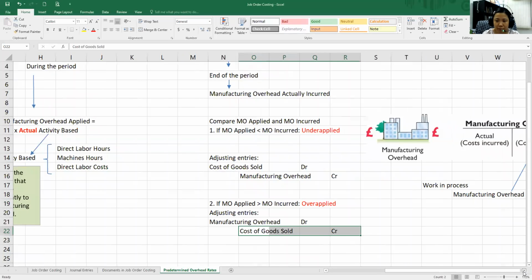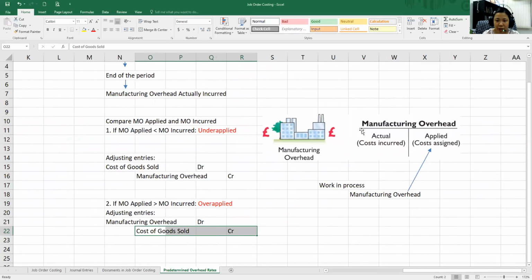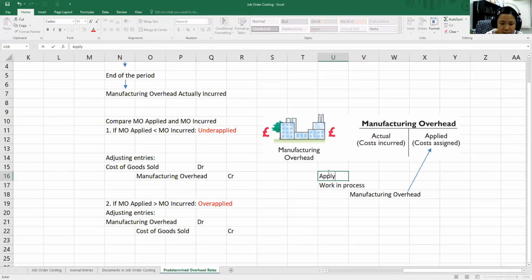So let's look at the manufacturing overhead account here. We have actual manufacturing overhead on the left side, and on the right side, we have applied manufacturing overhead. Remember the journal entry when we apply manufacturing overhead? We debit work in process and credit manufacturing overhead. So it says credit here.